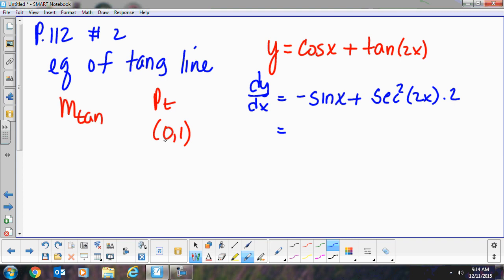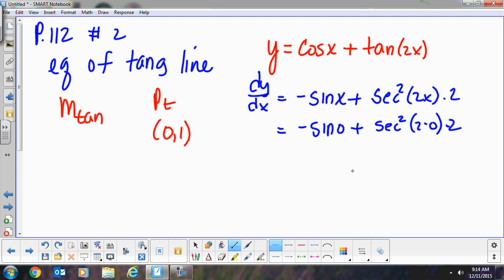All right, so we have, what do we need to do? Okay, we have a point 0, 1. So we need negative sine of 0 plus secant squared of 2 times 0 times 2. Where is 0? Where is it? It is our positive x-axis. This is going to be 1, 0.